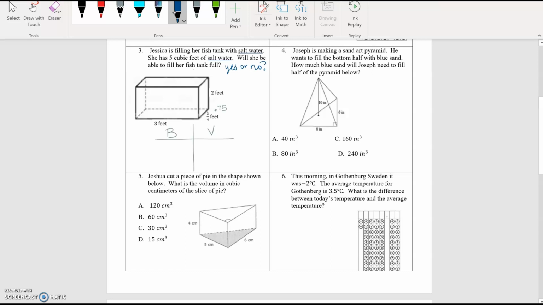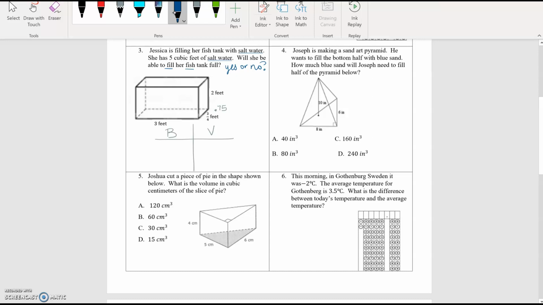Because it says, will she be able to fill her fish tank? And so if I have 5 cubic feet of water, right, then I need the fish tank to require less than 5. So if my volume came out to 4, right, I would have enough water. But if my volume came out to, let's say, 10, and I only have 5 cubic feet of salt water, then I wouldn't have enough water, okay? So that should kind of help you out with the processing on that. I don't want to solve the volume with you because I'm confident that you know how to do that.